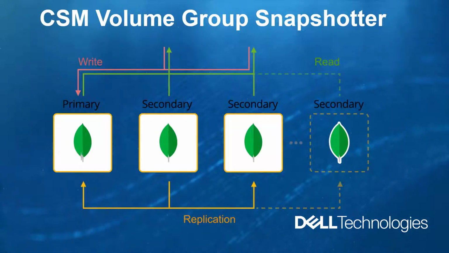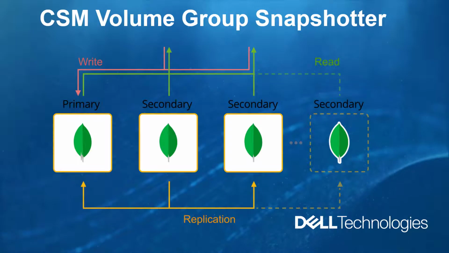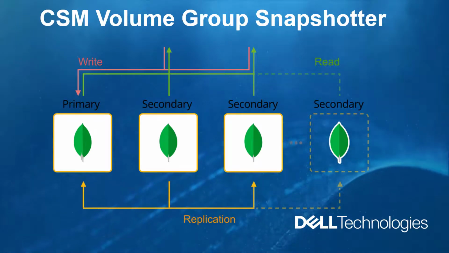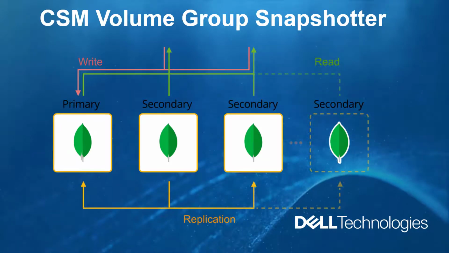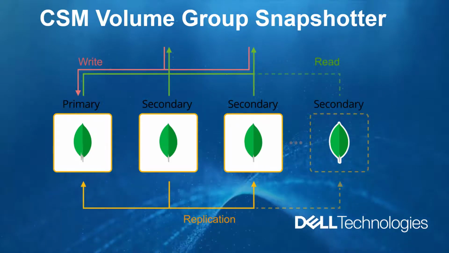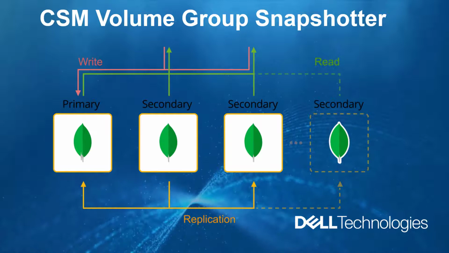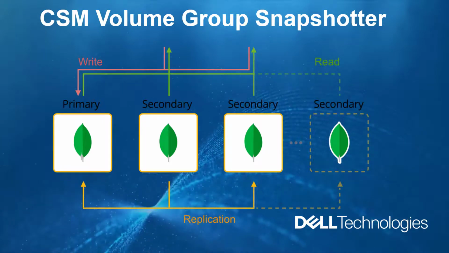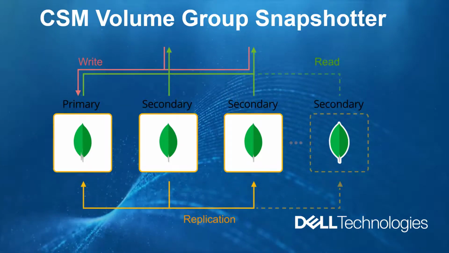Many stateful Kubernetes applications use several persistent volumes to store the data. To create recoverable snapshots of volumes for these applications, it is necessary to have the capability to create consistent snapshots across all volumes of the application at the same time.